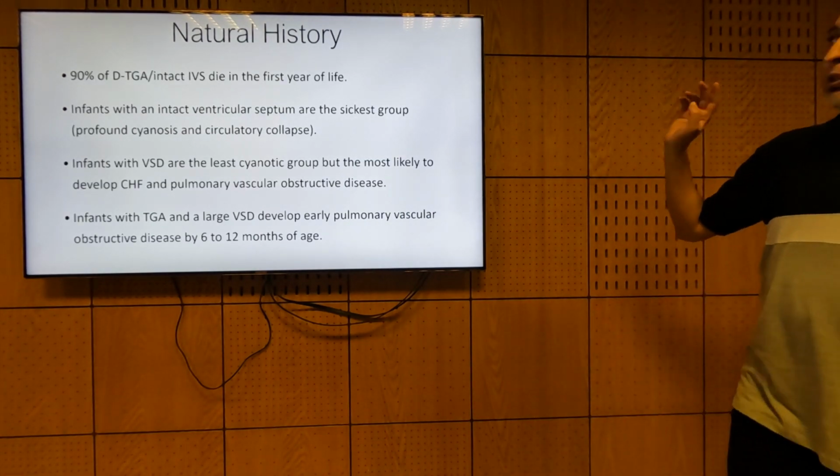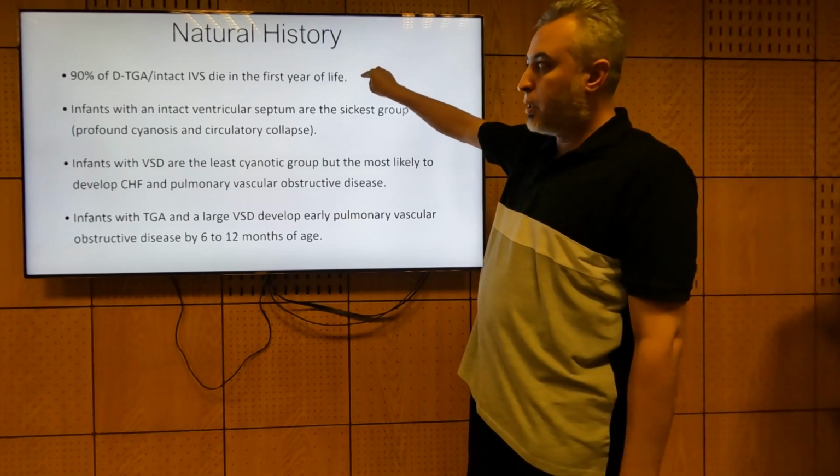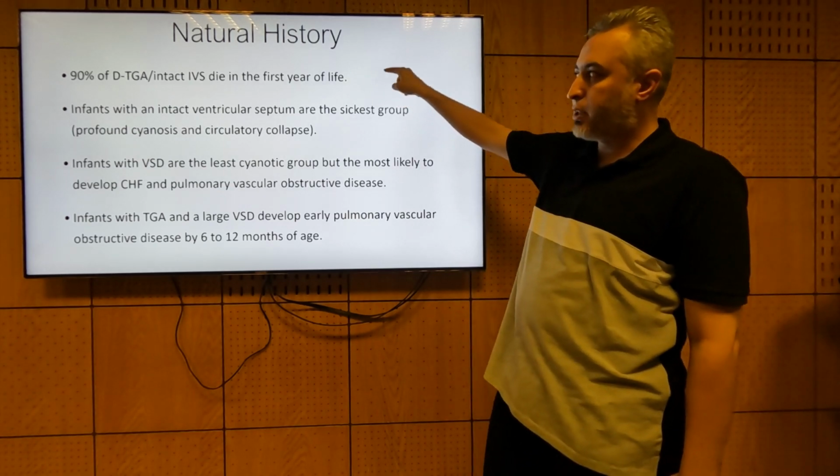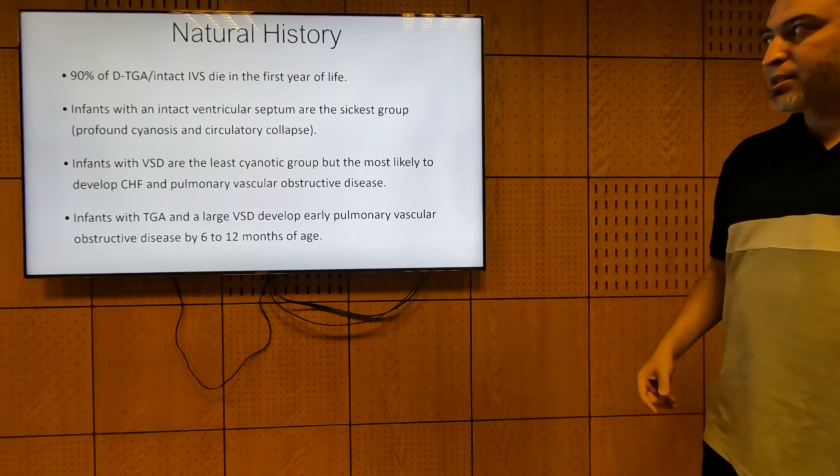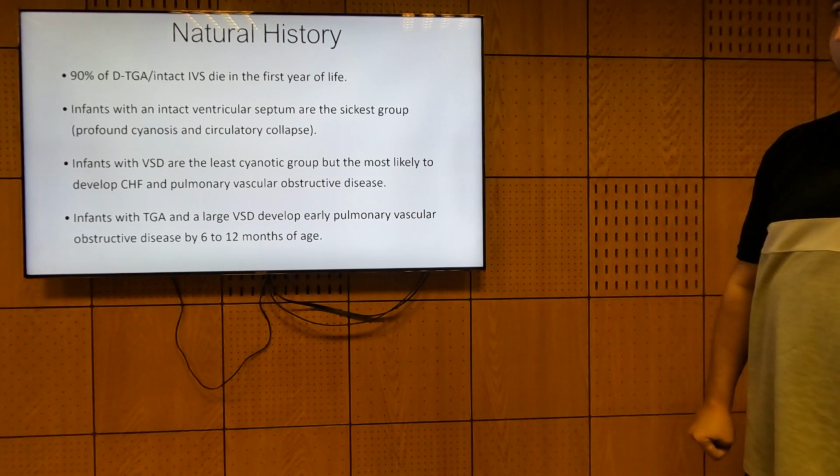And quickly touch on natural history. So this is a fatal disease. 90% of TGA with intact ventricular septum die within the first year of life. And they present with profound cyanosis and circulatory collapse.